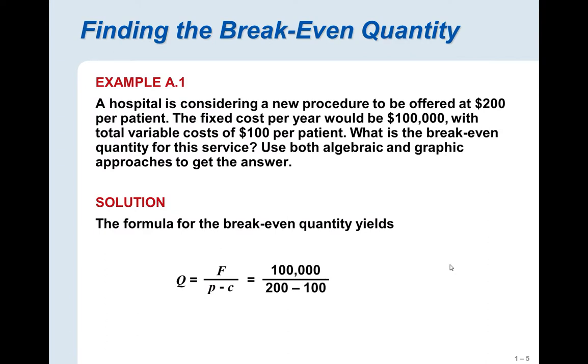Based on this example, the break-even point can be found using two approaches. The first approach is the algebraic approach, which uses a mathematical formula. In this example, if we have a fixed cost of 100,000 divided by P minus C, which is 200 minus 100, you will get a break-even point of 1,000.